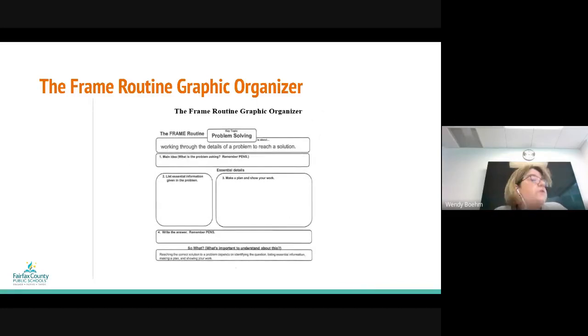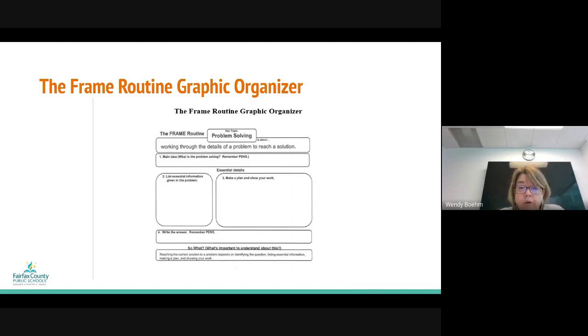With the graphic organizer, the students can work individually, they can work in small groups, collaboratively, or they can work with a teacher to complete the process, depending on where they are. When we look at this graphic organizer, the students will again break down the problem, but this time they're doing it independently. What is the main idea?